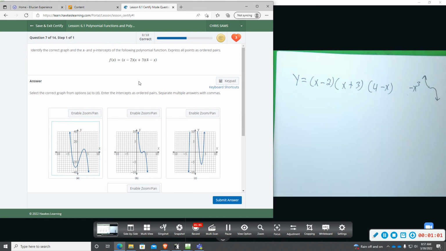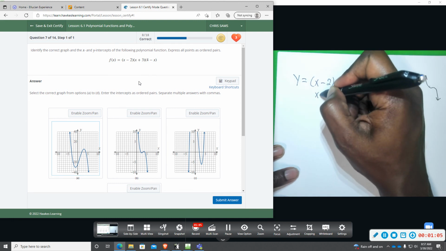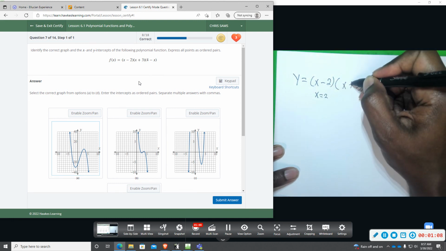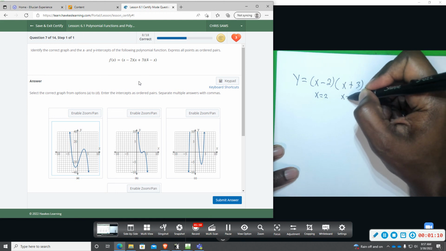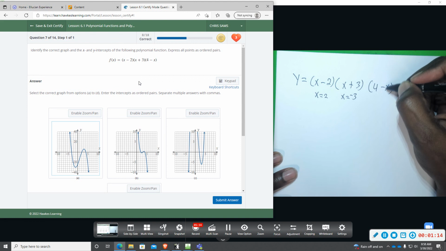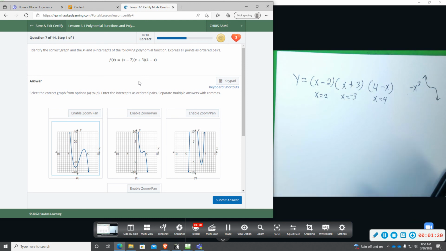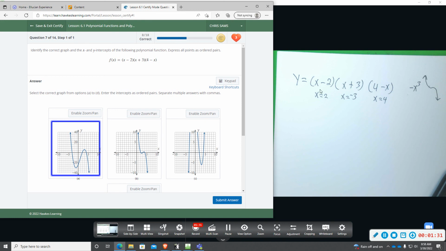And then once we start finding our x-intercepts, if you set this equal to 0, you get x equals 2. And then you subtract 3, you get x equals negative 3. And then here, you move the x over and you have x equals positive 4. So these would be your x-intercepts. So let's see which one has 2, negative 3, and 4. This one doesn't even have a negative x-intercept over here, so this is going to be our graph.